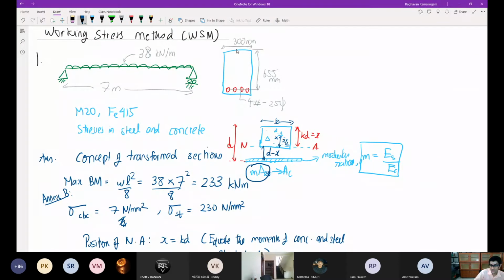The clue is 4 numbers of 25 mm. This notation always means how many number of bars. Phi stands for diameter; sometimes they use y instead of phi. I generally use phi. So 4 numbers of 25 mm diameter bars are there. What is the total area of the bars?